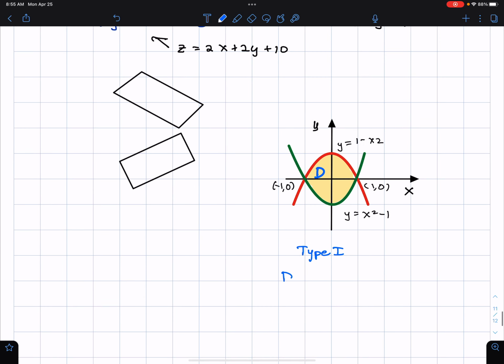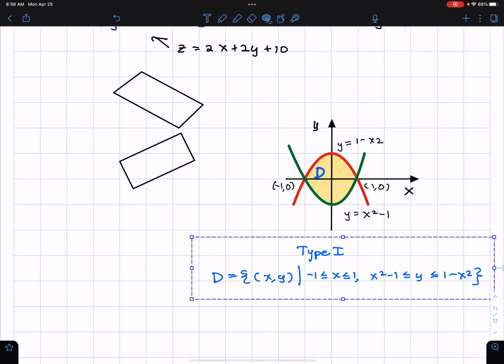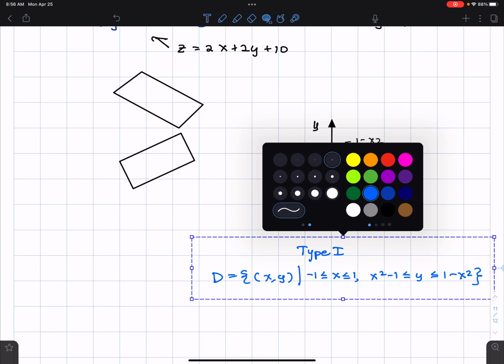So D is bounded, here's xy. It's type 1, meaning there's a top function, y equals 1 minus x squared, and a bottom function, y equals x squared minus 1. So our y values are bounded by those two functions. And then x is bounded between -1 and 1. I'll write that down first. But then y is between x squared minus 1 on the bottom and 1 minus x squared on the top. So that's a type 1 region.